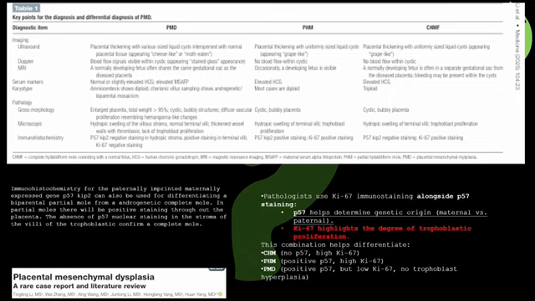Now what about differentiation of placental mesenchymal dysplasia and partial mole? Here comes the role of Ki67. The Ki67 staining takes place according to the degree of trophoblastic proliferation. So in the case of partial mole, it will be high because you have trophoblastic proliferation in partial mole. Whereas in placental mesenchymal dysplasia, there is no trophoblastic hyperplasia, hence the Ki67 staining will be low.